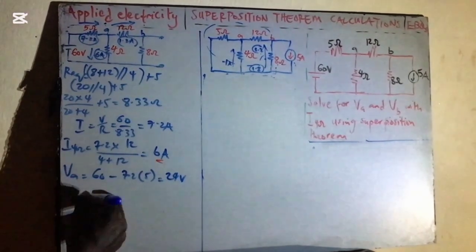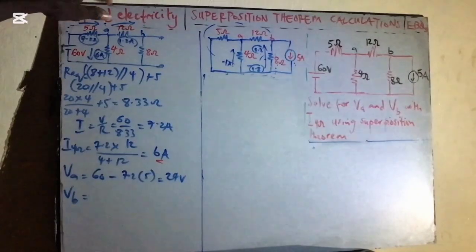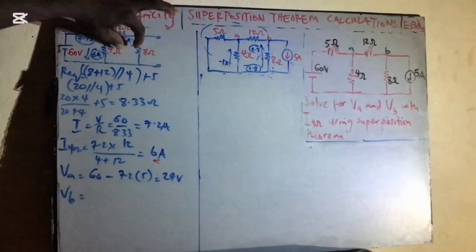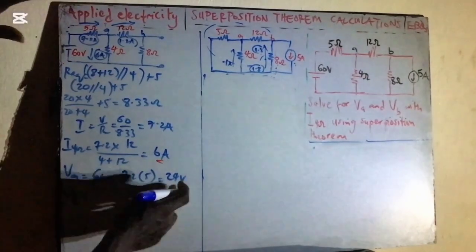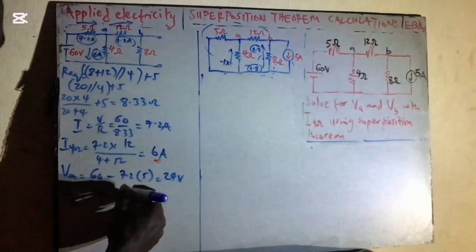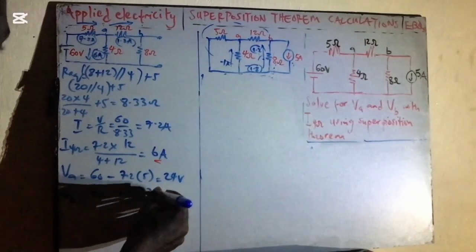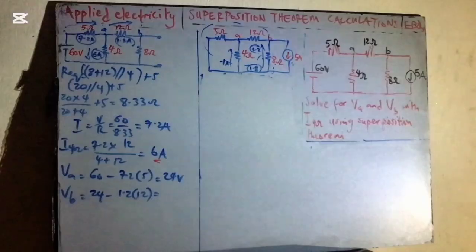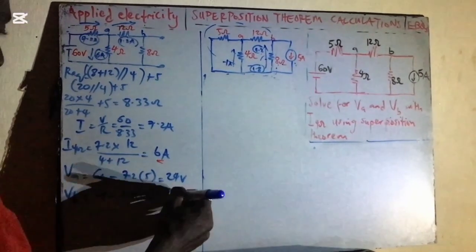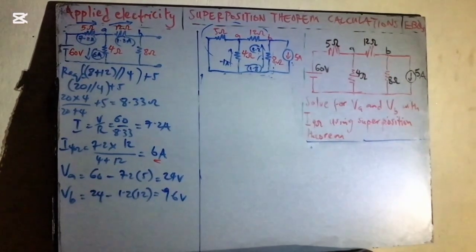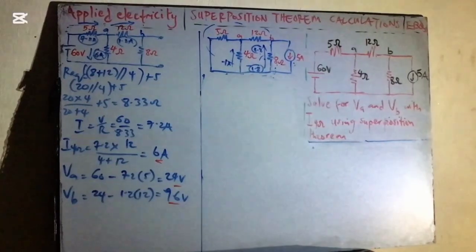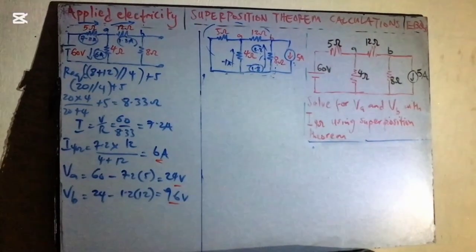Then when you want the same thing for VB, now we have our VA as 24, and this is the VB that we are looking for. So it's going to be the voltage here minus the voltage that is here. The voltage here is 24, which we got now, minus the IR, that's 1.2 times 12, and that will give us in our calculator VB is 9.6 volts. So now we've gotten our VA, we've gotten our VB, and we've gotten our I, the current in the 4 ohm resistor. Let's move to the second part quickly.